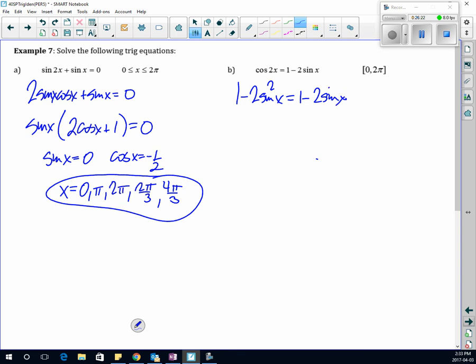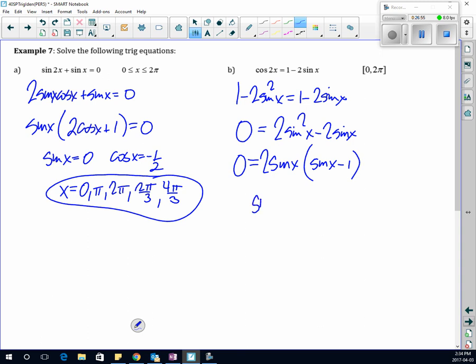So now what do I do? Yeah, put it in quadratic form. I think I'm going to move it over to the right side so my square is positive. So I get 2 sine squared x minus 2 sine x. And when I move the 1 over, what happens to the 1? They cancel. So now how do I solve this? Actually, yeah, 2 sine x we can take out as the GCF. And so what am I left with? Sine x minus 1.